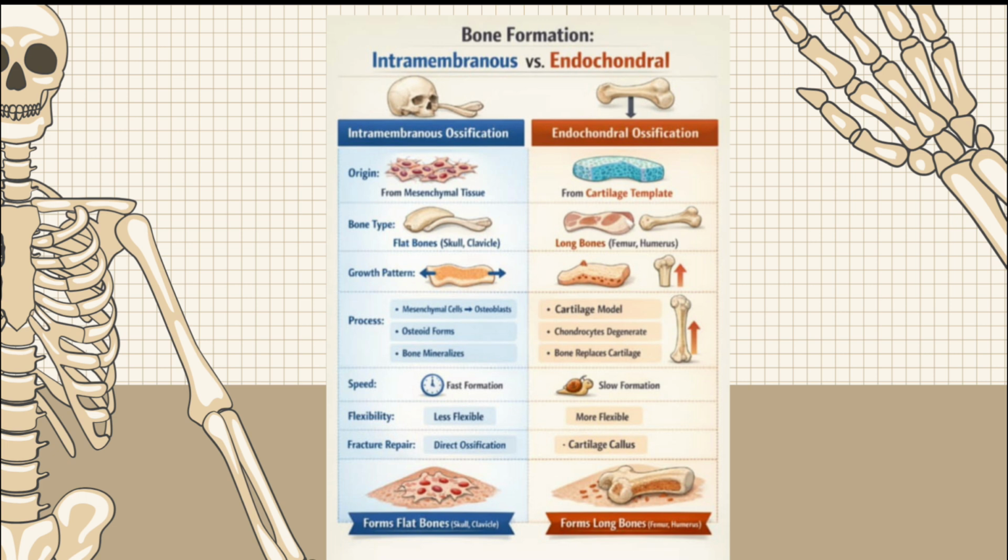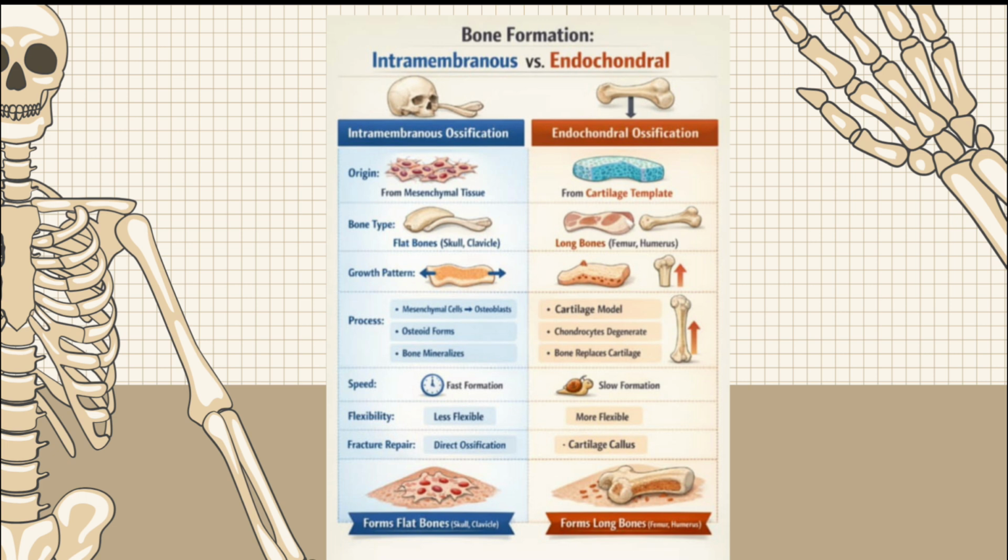In terms of origin, intramembranous comes from mesenchymal tissue. That's a type of connective tissue. Endochondral comes from a cartilage template. For bone type, intramembranous forms flat bones like the skull and clavicle, while endochondral forms long bones like the femur and humerus.